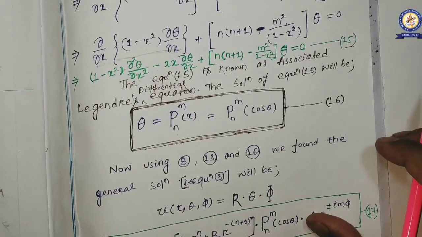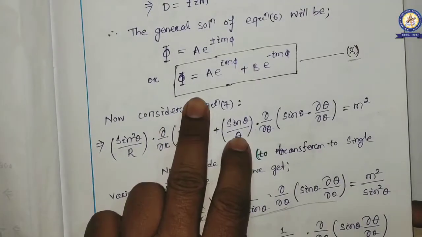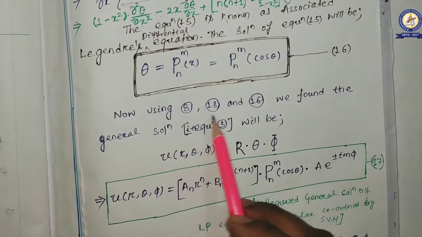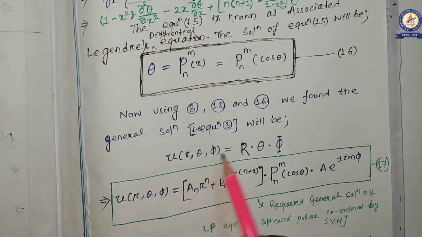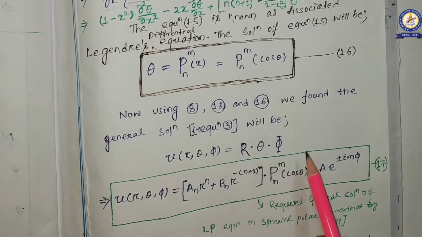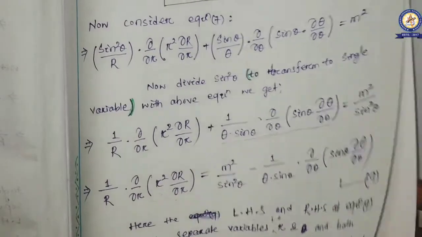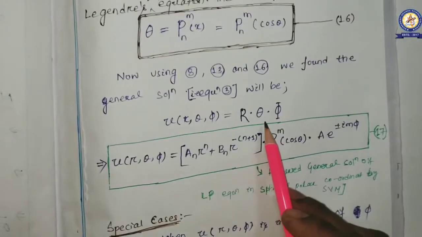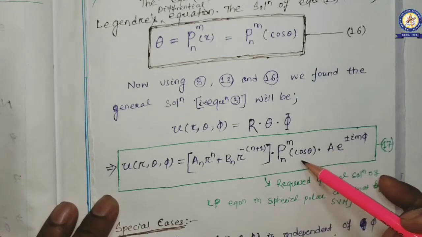So here we found the solution in terms of R, that is your equation number 13, in terms of phi, that is equation number 8, and in terms of theta, equation number 16. So using 8, 13, 16, we found the general solution, that is your equation number 3, which is u(r, theta, phi), your capital R into capital theta into phi, will be equal to, instead of R, the so-called solution here we found equal to this much. I have substituted over here, and instead of capital theta we have to write Pnm cos theta. Here cos theta is the function only, not multiplication.